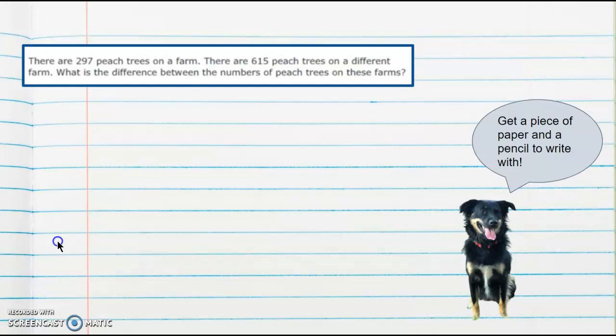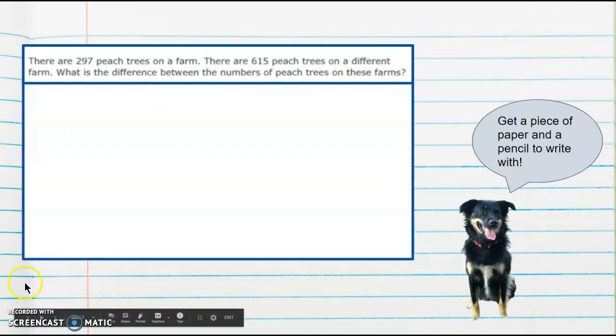Okay, our problem for today is there are 297 peach trees on a farm. There are 617 peach trees on a different farm. What is the difference between the number of peach trees on these farms?